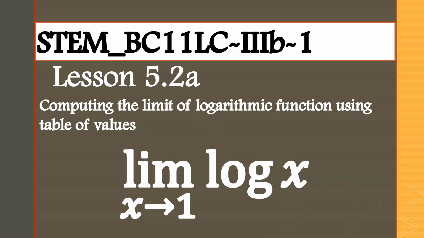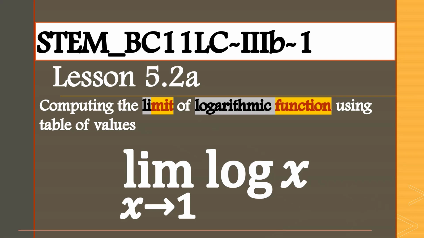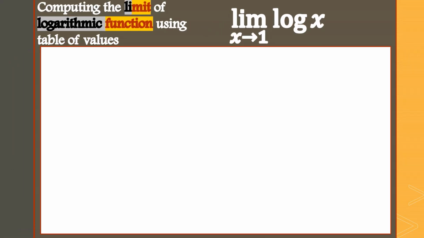Let's compute the limit of a logarithmic function, logarithm of x, as x approaches 1 using the table of values. Before we start coming up with a table, let's establish this idea. Our given function is the common logarithm of x, or you could also interpret this as a logarithm of x to the base 10, because if there's no clear base, it automatically gives us logarithm of x with the base 10. We will have a separate video for the natural logarithm of x, but they follow the same concept.